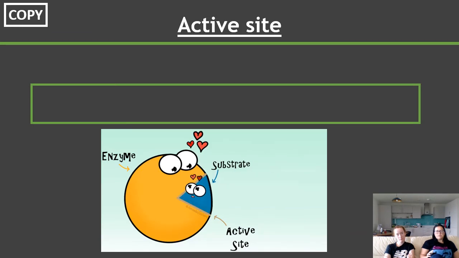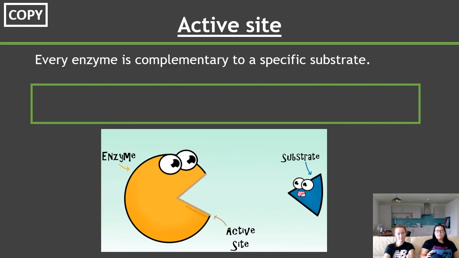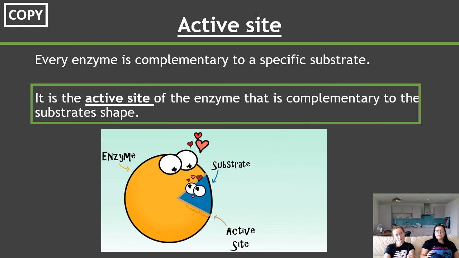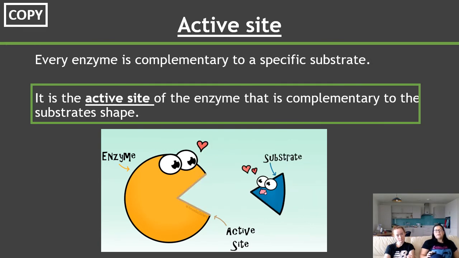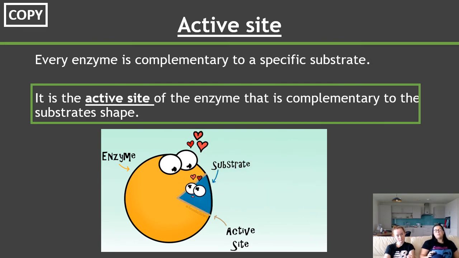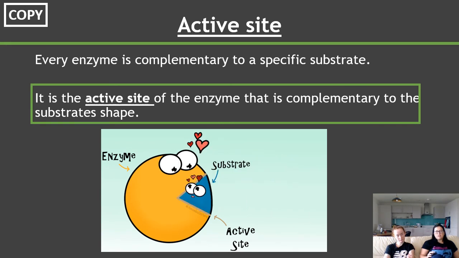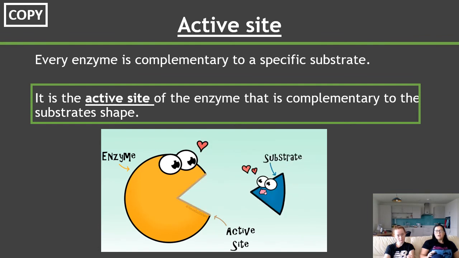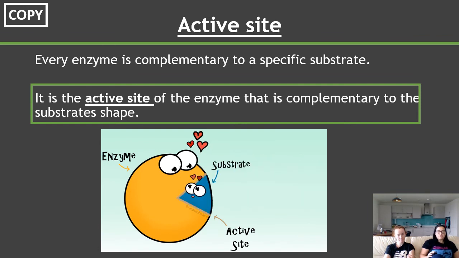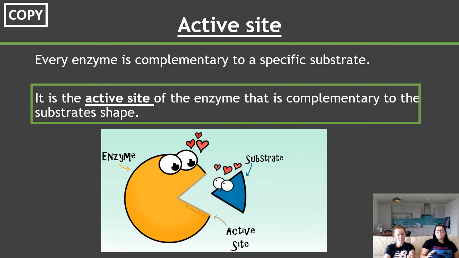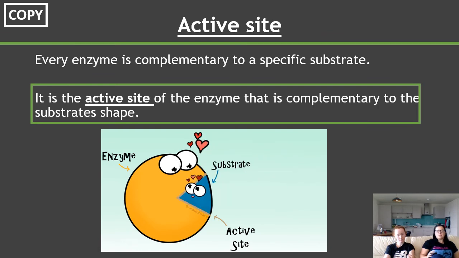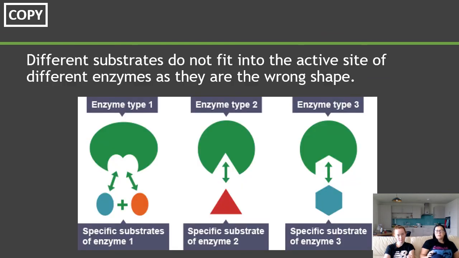Okay, so I mentioned this before, the active site. Every enzyme has an active site. That is the area that is complementary to the shape of the substrate. The active site is a particular region on the enzyme where the substrate is going to bind to. It's going to have a specific shape, and it will be the right shape for only its substrate. Different substrates will not fit into the active site because they are the wrong shape.